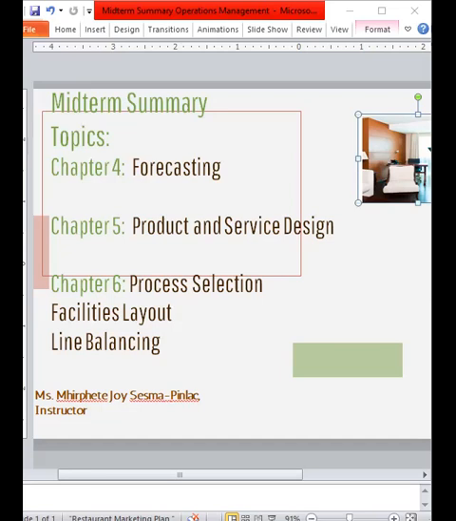Trend is under time series forecast that focuses on long-term movement in data.